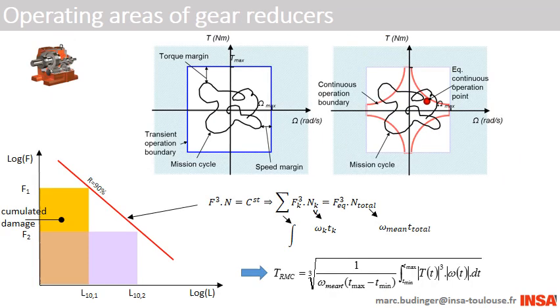Operational limits of a reducer are also divided into the same two types. Transient: the torque is limited by elasticity limits of the materials and the maximal speed by centrifugal force. And continuous: the torque is limited by the bearing's fatigue, which besides increases with rotation speed. If we consider that the degradations accumulate in a linear way, proportionally to the number of spins, we are able to calculate an equivalent torque for a complex mission profile. We call it the root mean cube torque.